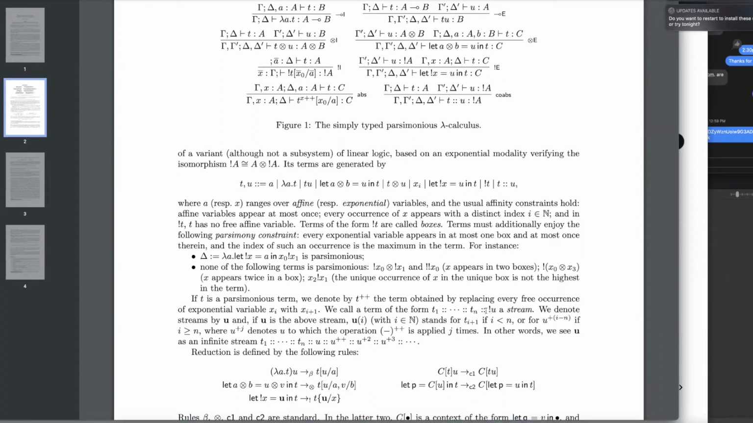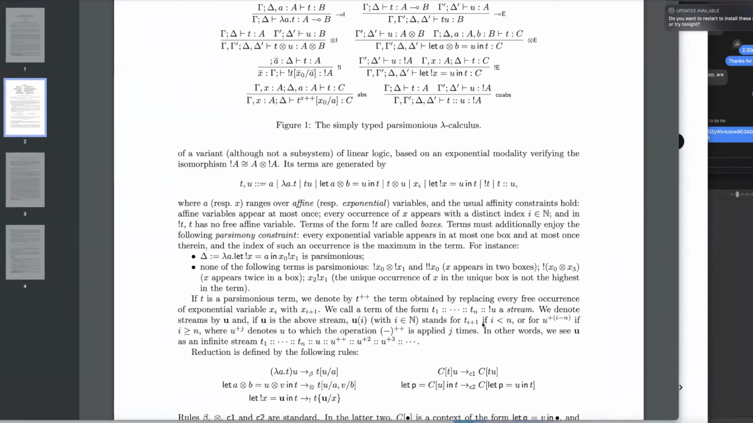A box with a finite prefix in front of it is called a stream. We'll write terms of this form in bold. And we introduce this notation here. So u_i is just going to be t_(i+1) if i is less than n. So u_0 will pick out t_1, u_1 will pick out t_2, and so on, right?